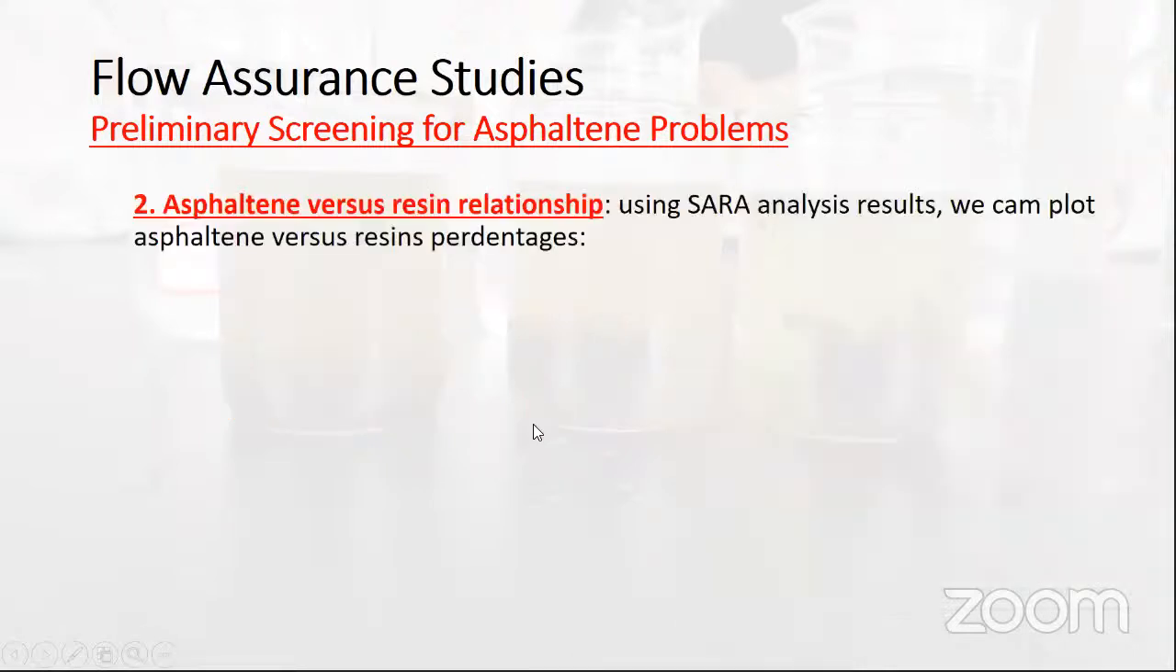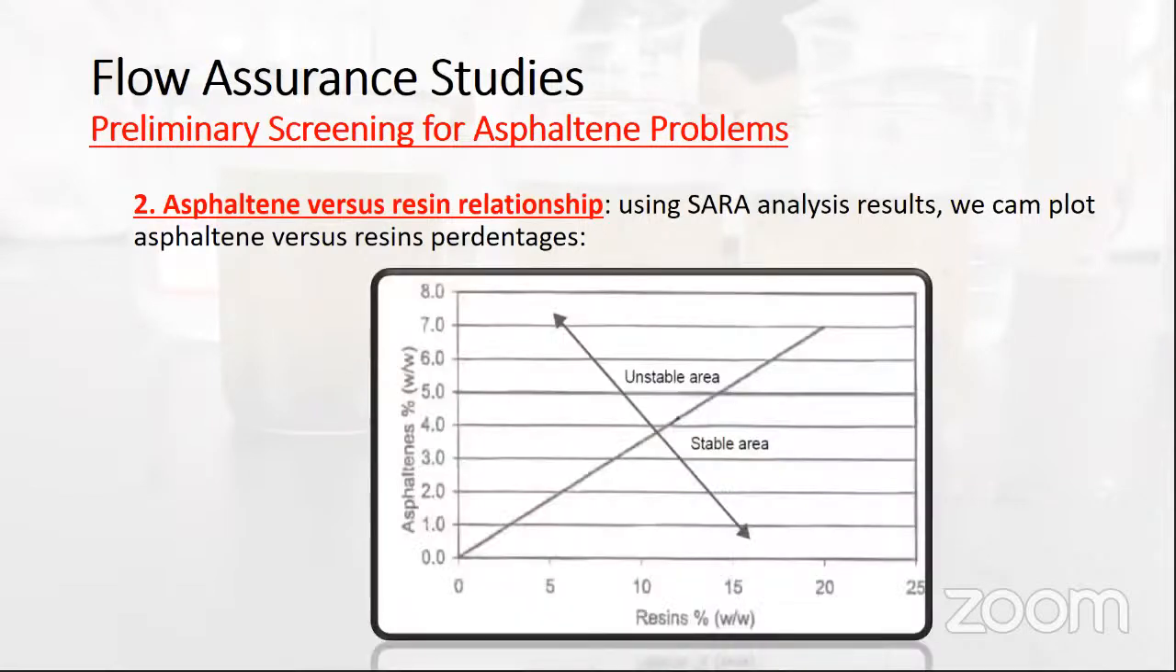The second screening method uses, from the SARA analysis results, the weight percent of asphaltene versus the resins. If we are plotting the resins on the x-axis and asphaltene on the y-axis, if the point or the intersection is located here, that means that we have an unstable asphaltene deposition. If our point is located in this region, that means that we will have a stable system or no problem associated with the asphaltene.